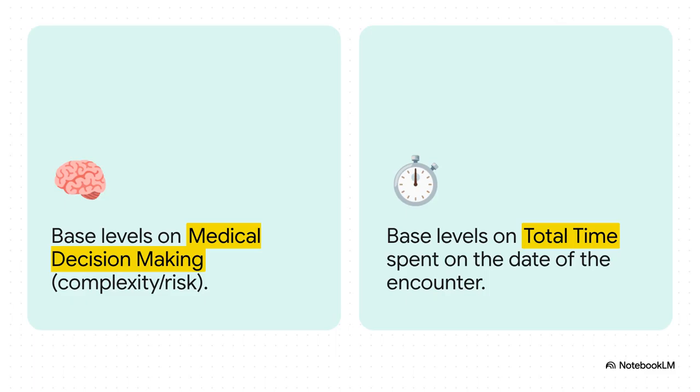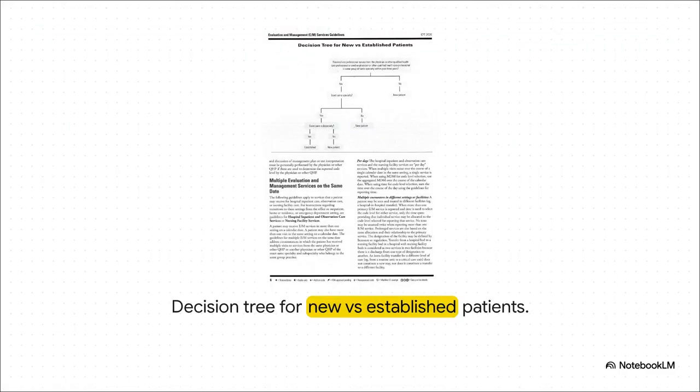Conversely, critical care, that is heavily reliant on total time spent. And if you're ever confused, following this exact logic flow is the absolute best way to determine if a patient is new or established. It all boils down to the 3-year rule. Have they received any professional face-to-face services from a provider of the exact same specialty and subspecialty within the same group practice in the last 3 years? If yes, they're established. If no, they're new. Internalizing this flow will save you from a massive cascade of coding errors right at the intake level.